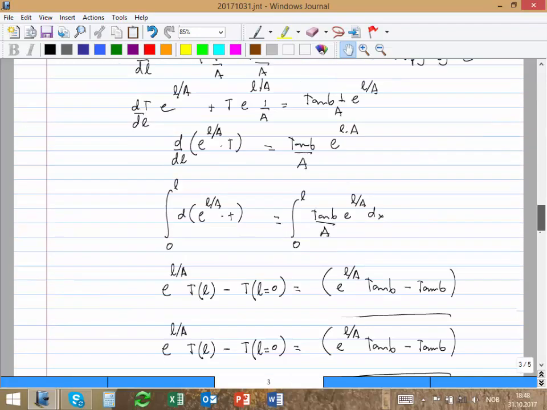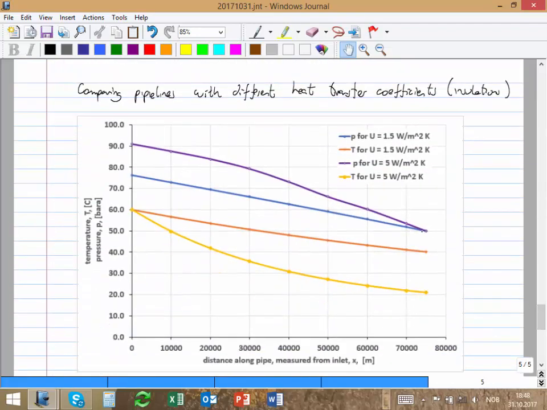So I made the homework for you, and here is how it looks. That's for 5 watts, which means a poor or bad insulation, and that's for the good insulation. You see that the advantage of having a good insulation is twofold. The required pressure is less, which means I will use less energy pumping, which is a big advantage. I reduce from 90 something, 91, all the way to 75, 15 bar.